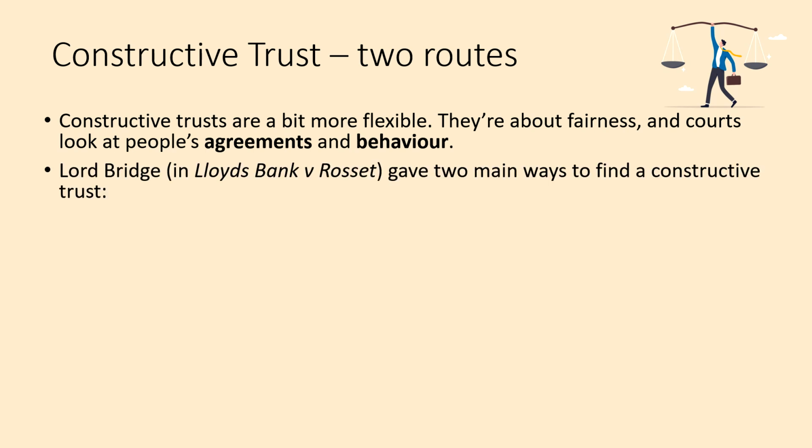So Lord Bridge, in the case of Lloyds Bank and Rossett, gave two main ways that we can use to find a constructive trust. Okay, so this is the way we use to think about constructive trusts. And his first route, so the first way to find a constructive trust, was based on what he called agreement and detrimental reliance. So what does this even mean?